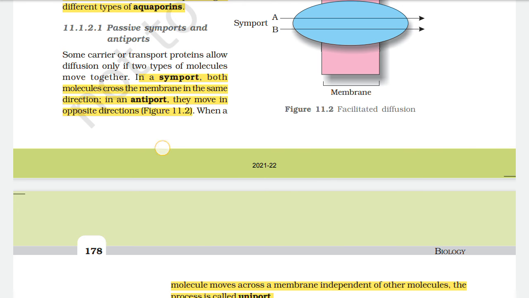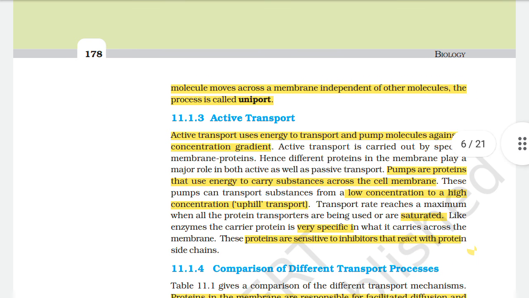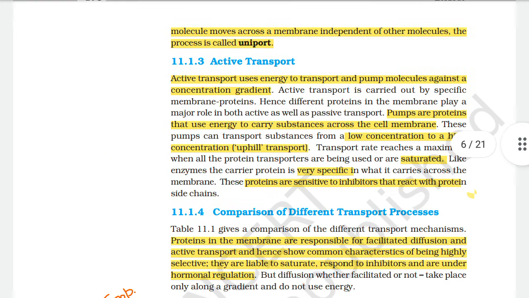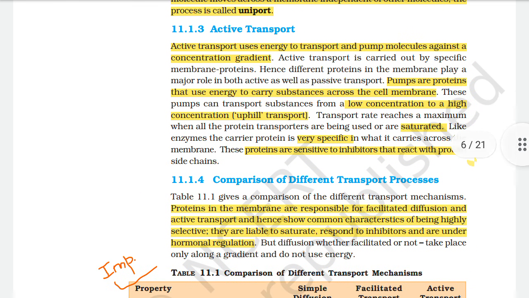Okay, next is the uniport. Uniport is independent of other molecules. Why? Because two molecules are not needed, just one molecule is transported through the proteins. Next, come to the third means of short distance transport, that is active transport.